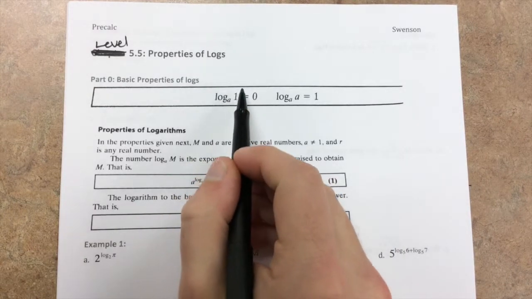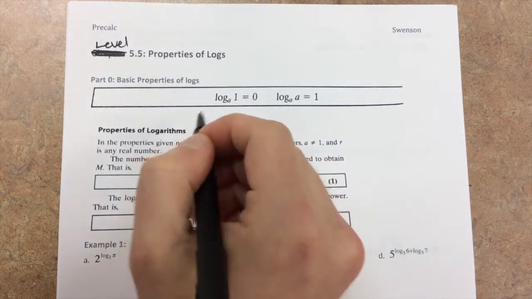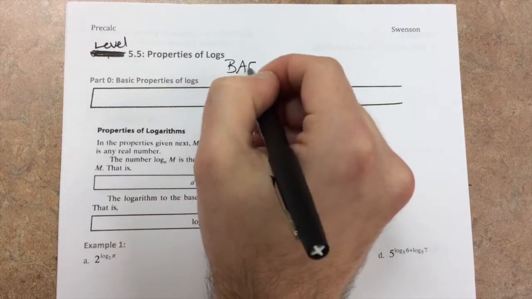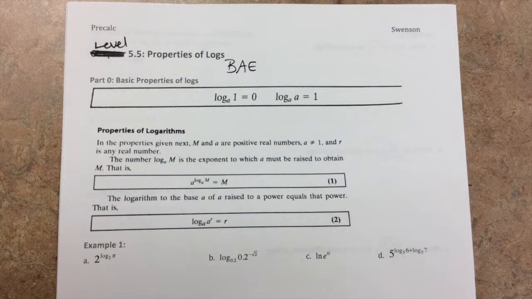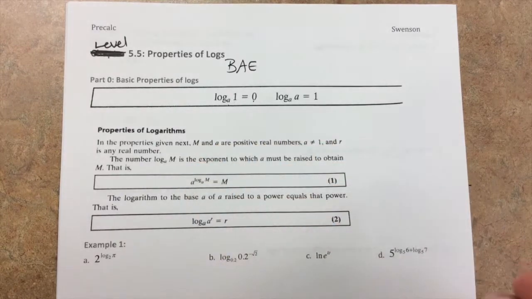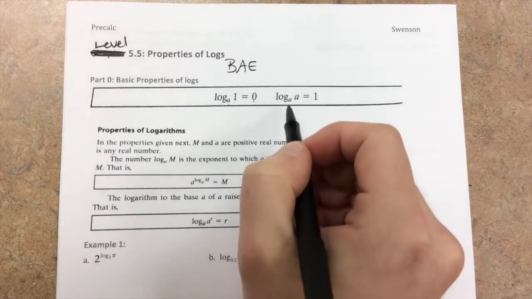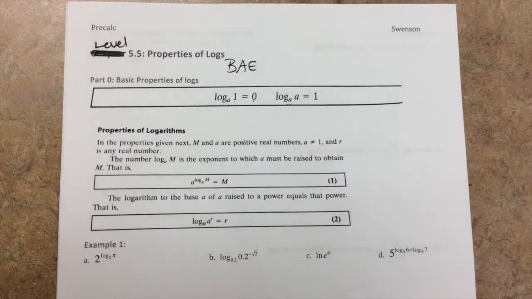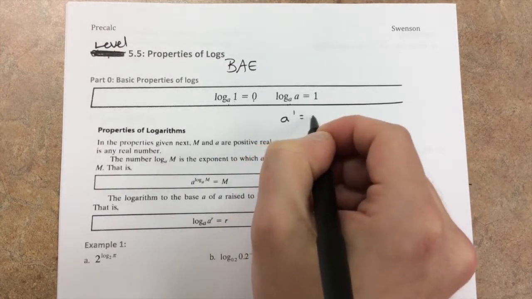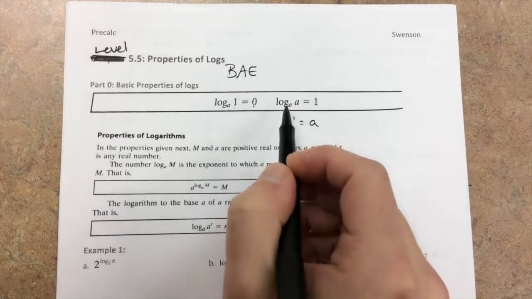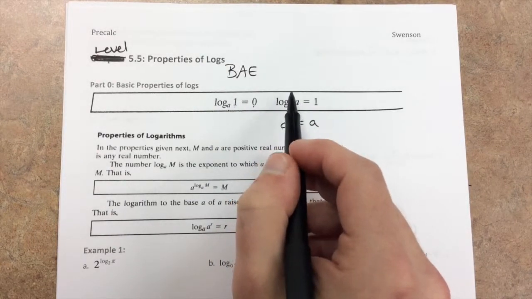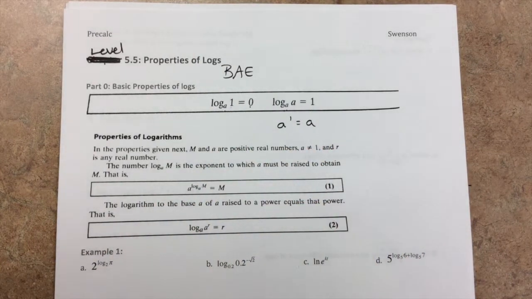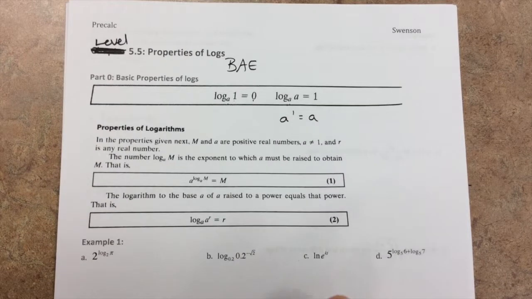Log base A of 1 will always be 0. Again, if you remember, A to the 0th power is always 1, then that makes sense. Same thing, log base A of A equals 1, which is again saying A to the 1st equals A. So if you have the log of the same thing, then that is just 1. If you remember those two, then it makes your life a lot easier.